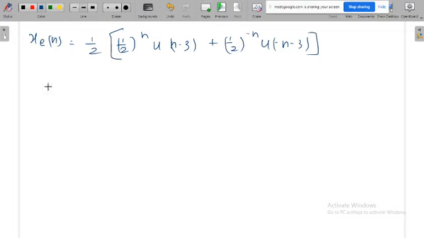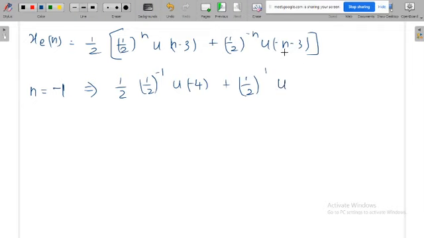When you put n is equal to negative, no need to put minus 0; 0 plus 0 or minus 0 both are same. So n is equal to minus 1. When I put n is equal to minus 1, 1 by 2 power minus 1 u of minus 4, 1 by 2 power 1 u of minus 1 means plus 1, so u of minus 2. Now what happens when you put n is equal to minus 2? Where is this 1 by 2? This 1 by 2 is common.